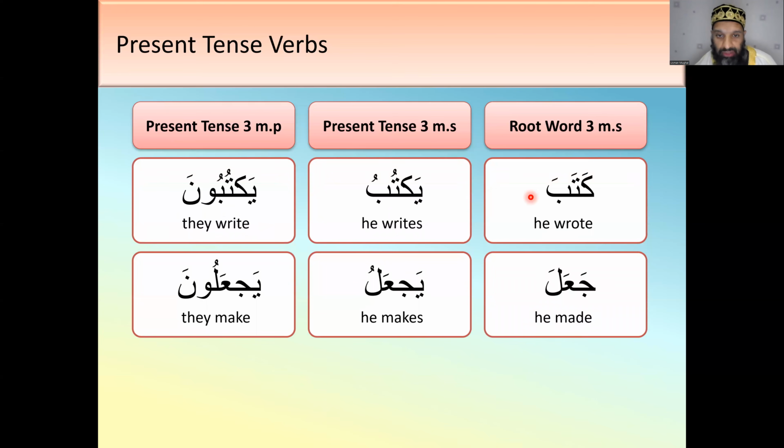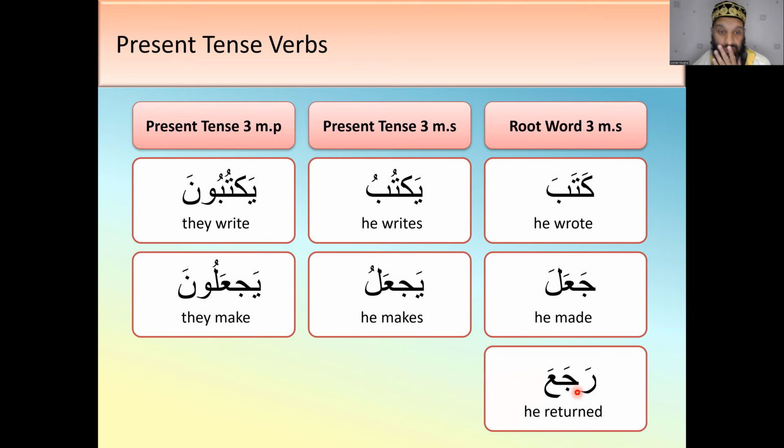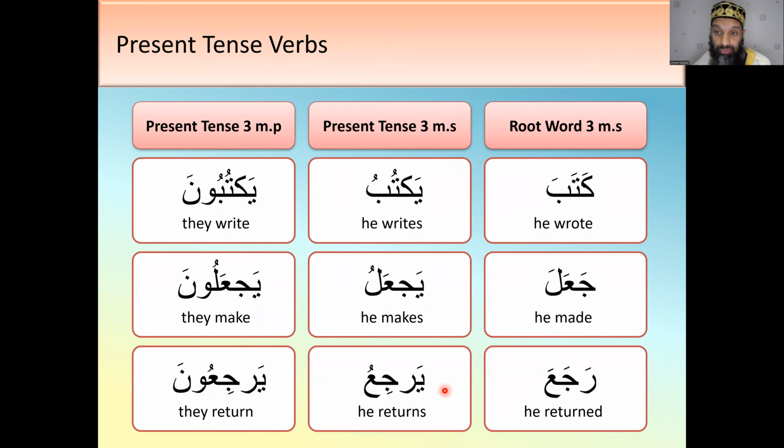So we're doing kataba, yaktubu, yaktubuna. Another example, ja'ala. Ja'ala means he made. To make it present tense, yaj'alu. Yaj'alu makes it, he makes. And yaj'aluna, they all make. Okay? They're just examples at the moment. Raja'a means he returned. Yarji'u means he returns. And yarji'una means they all return.